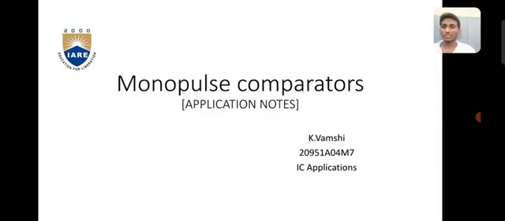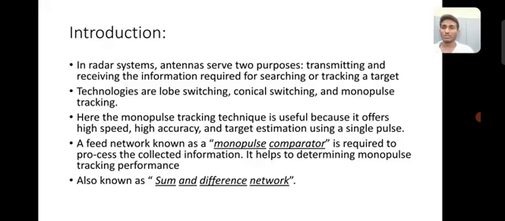So today I want to discuss the monopulse comparators under the subject IC applications. We will discuss the applications of the monopulse comparators. Coming to the introduction, in radar systems, antennas serve a dual purpose, transmitting and receiving the information required for searching or tracking a target.